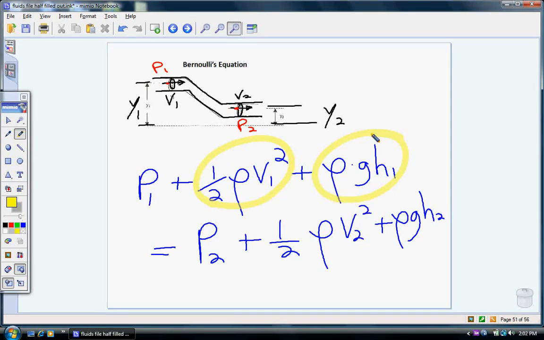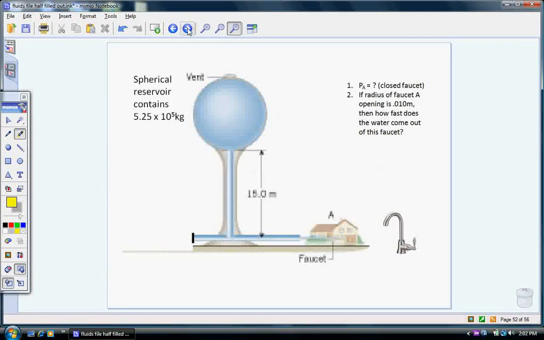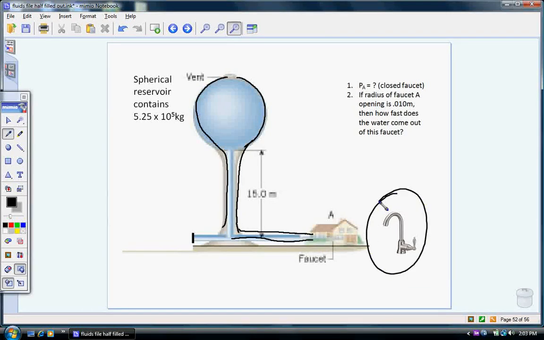Let's apply this to an example problem. You see these water tanks throughout the land. You see them from town to town, and basically here we have this water tank, and up here it has an open vent, and coming around down here, the pipe goes over here to this person's house, and inside the person's house at that altitude you have the faucet.